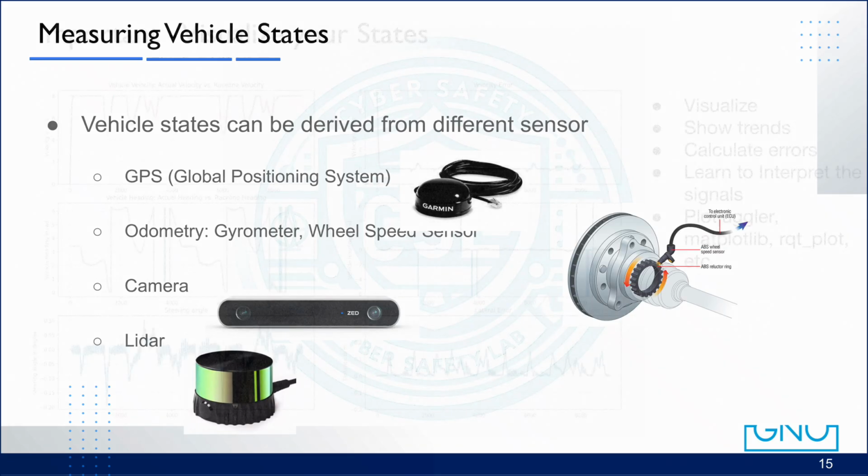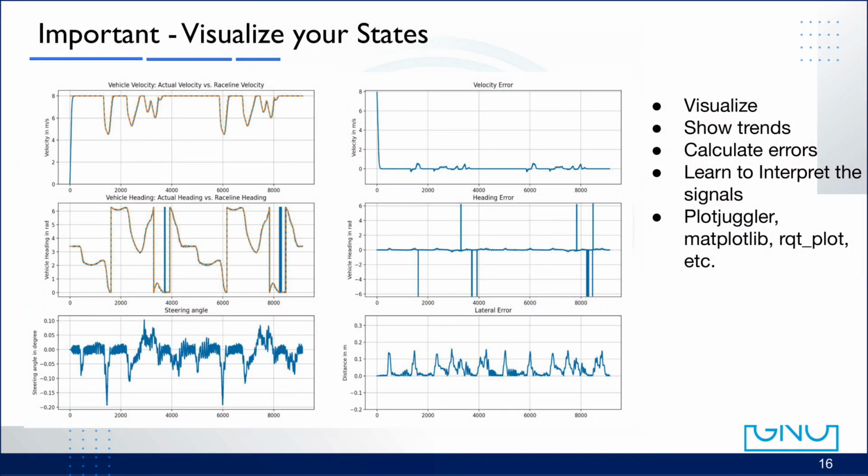Finally, one of the most important engineering skills, visualizing your vehicle states. Don't just look at single numbers. Plot the data to reveal trends. By comparing velocity, heading, or steering angle over time, you can detect anomalies such as oscillations or sudden spikes. Visualization tools like Plot Juggler, Matplotlib, or RQT-Plot help us analyze performance, calculate errors, and interpret signals correctly. A good engineer doesn't just collect data. They learn to understand its meaning through visualization.